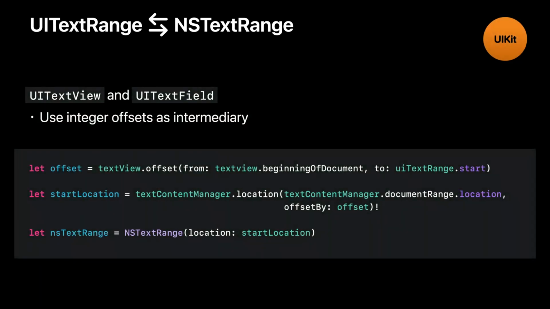UITextViews and UITextFields conform to the UITextInput protocol, which uses UITextPosition and UITextRange. Most of the time, you won't need to convert a UITextRange directly to an NSTextRange when using UITextView or UITextField. But if you do, use the integer offsets as the intermediary between the two range types.